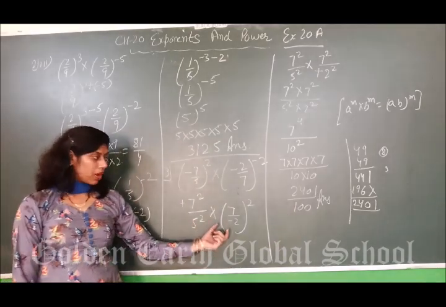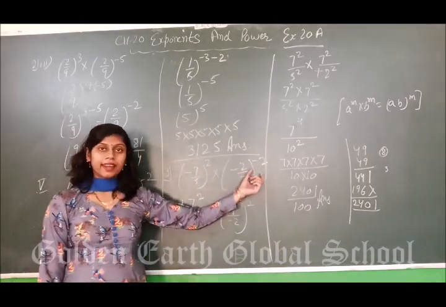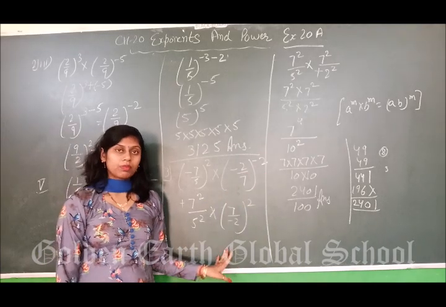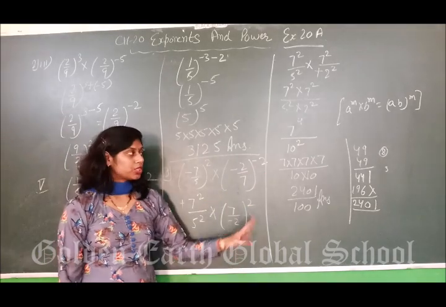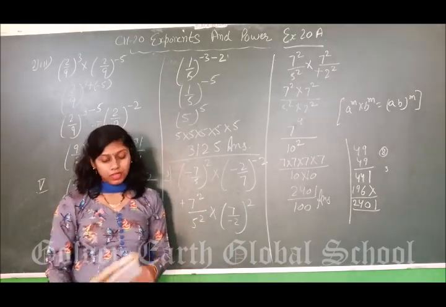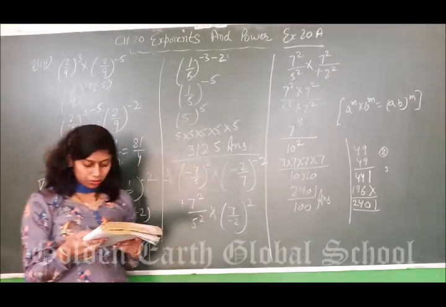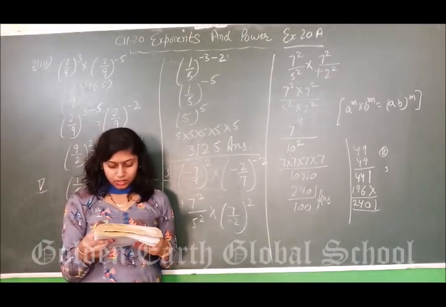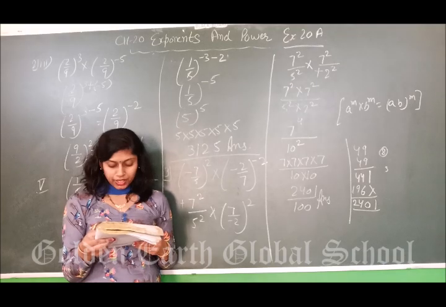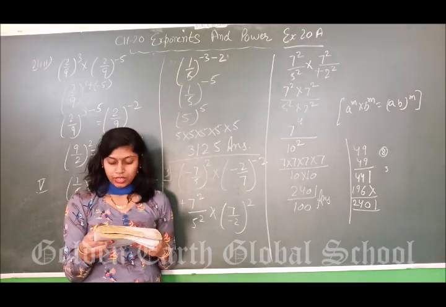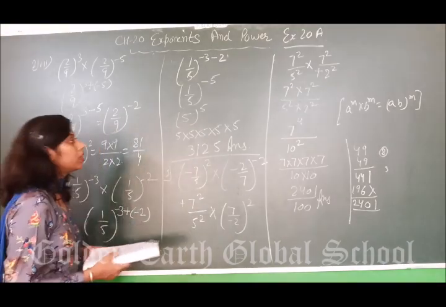First we solve the powers. If there is a negative power, convert it into a positive power and then evaluate by using the properties. Okay. Next question number second, you can solve it. Firstly convert the negative power to positive, then simplify. Next we will discuss question number third.